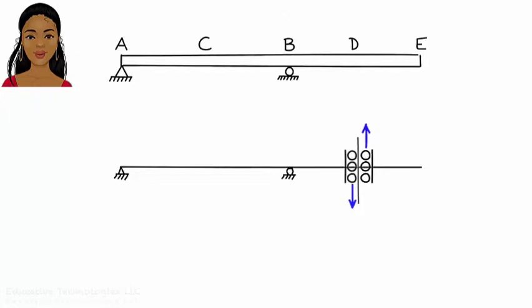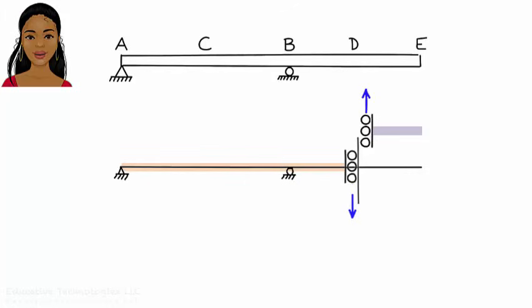Again, we have two bars here, AD and DE. Bar DE is going to move up vertically. This is so because both D and E are free to move up. Bar AD, however, is not going to have any deformation.